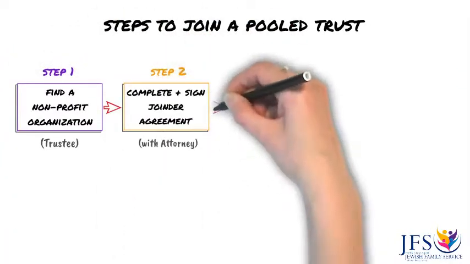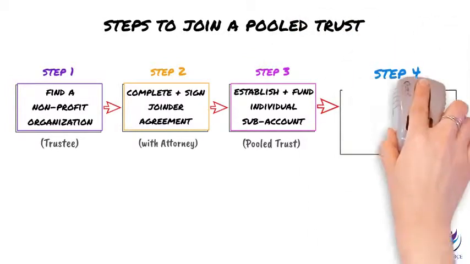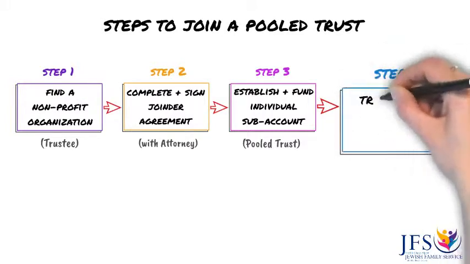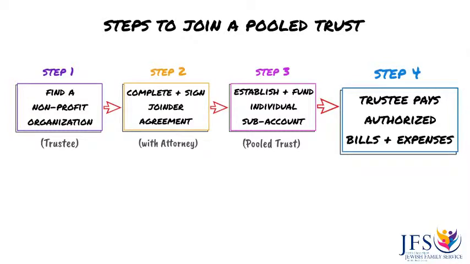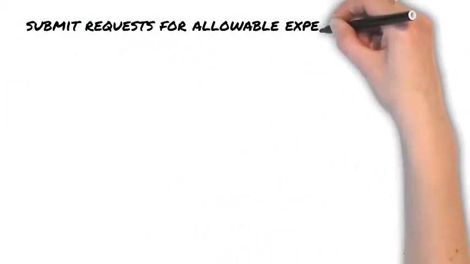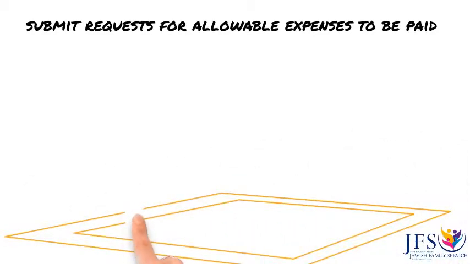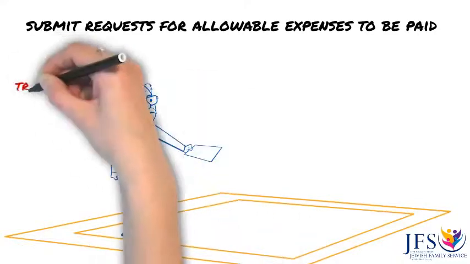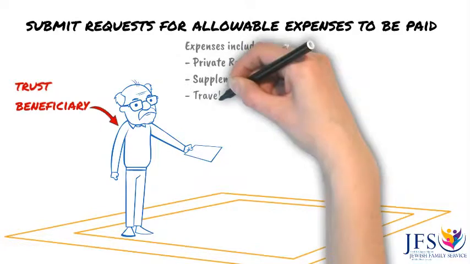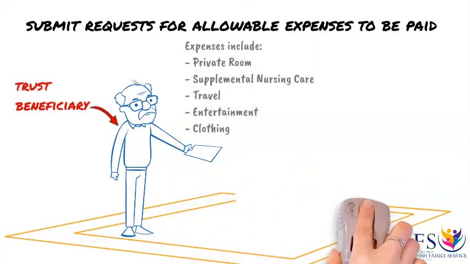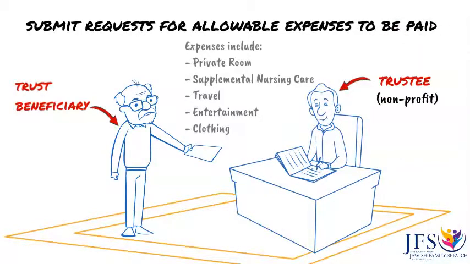Once the trust account is established and funded, we go to step 4. The trustee will pay the authorized bills and expenses from the trust beneficiary's trust account, as required in the Joinder agreement. The trust beneficiary may submit written requests for allowable expenses to be paid as needed. All payments made from the trust must be for goods or services outlined in the Joinder agreement. Expenses must be for the benefit of the quality of life for the trust beneficiary, and the trustee will approve and pay for the authorized expenses.